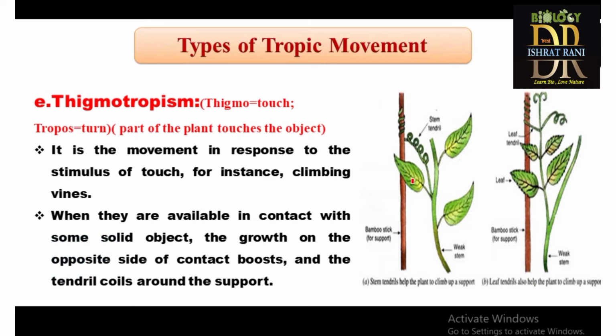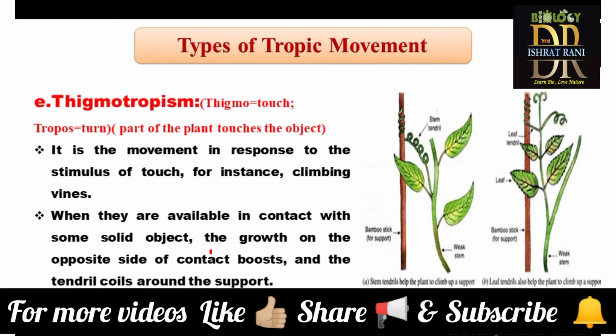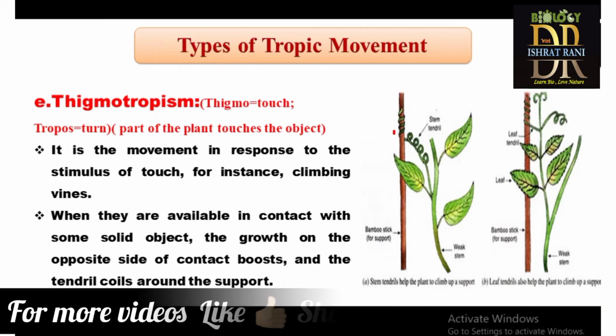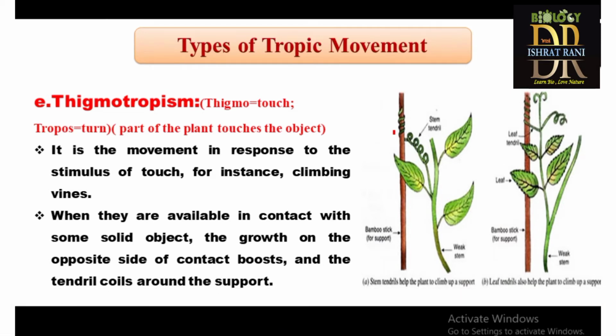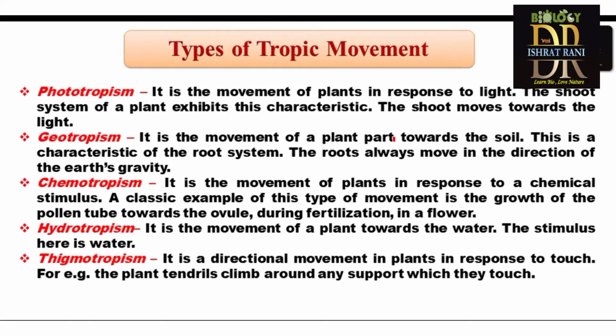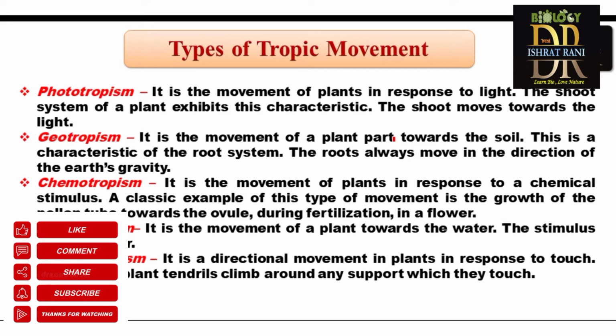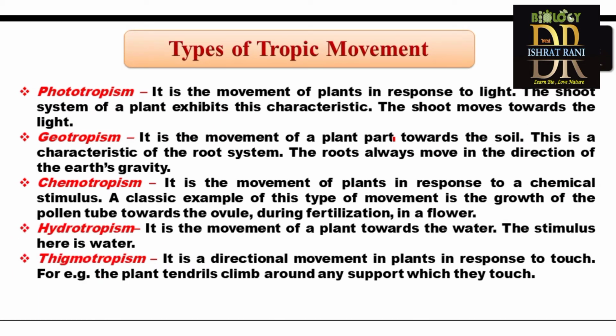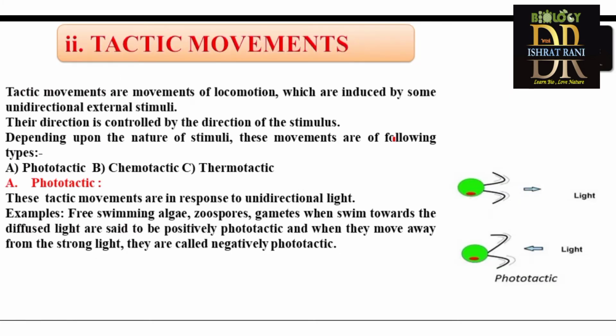Another type of movement is thigmotropism. Thigmo means due to touch. You can see these are leaf tendrils. They are twining around because these are climbing vines which, due to contact with solid objects, grow towards that object, and this is known as thigmotropism movement. Here is the overview of tropic movements: phototropism, geotropism, chemotropism, hydrotropism and thigmotropism.